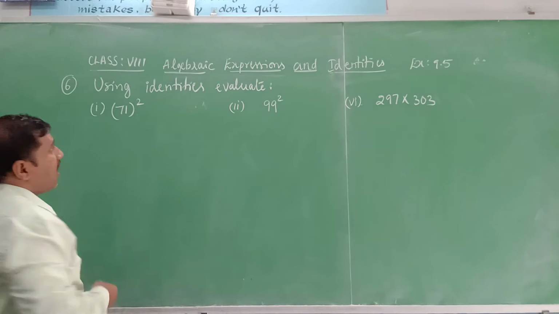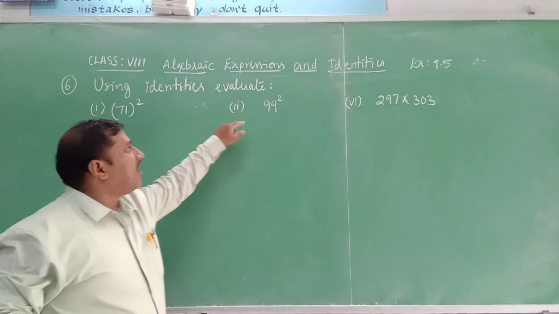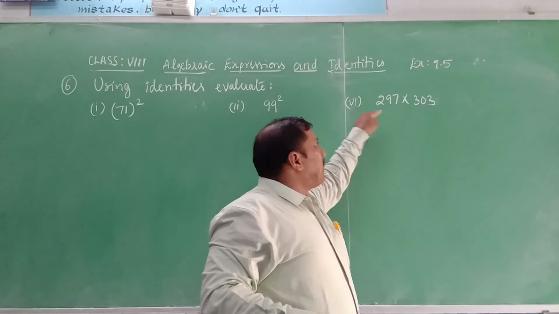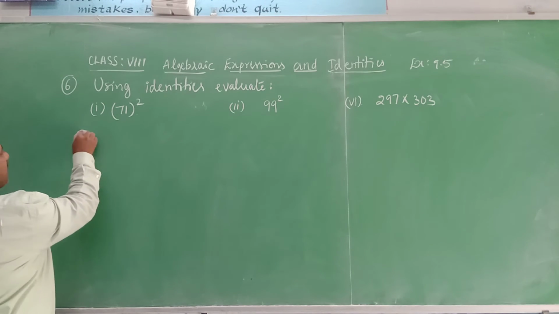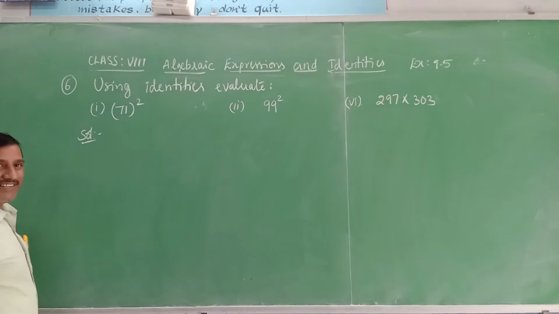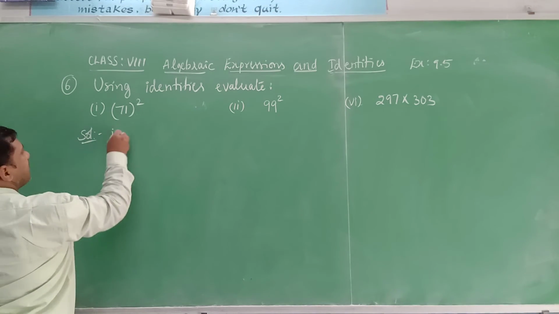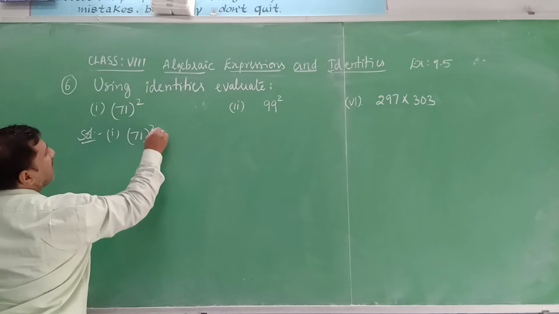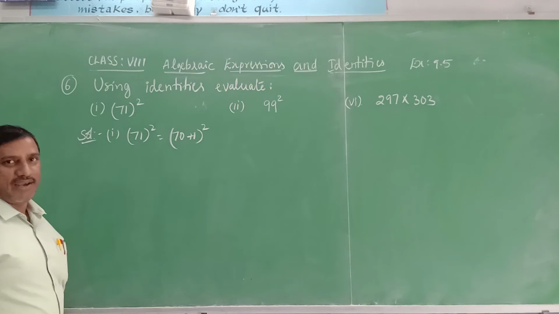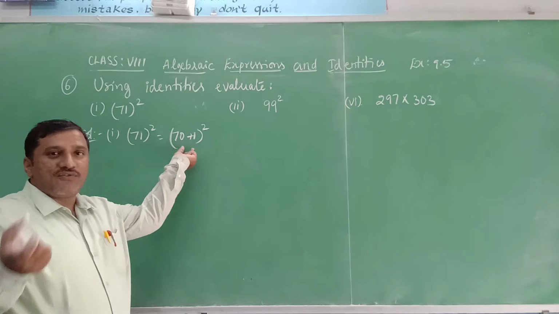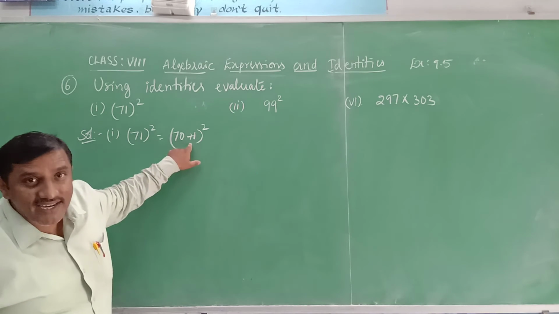Now, sixth question. Using identities, evaluate 71 square, 99 square, 297 into 303. 71 square means what does it mean? 71 into 71. Instead of direct multiplication, use the identity. How can we use this? Here we see 71 whole square. 71 can be written as 70 plus 1 whole square. Means we are writing 71 as sum of two numbers to use the proper identity. Now can we use the first identity, children?